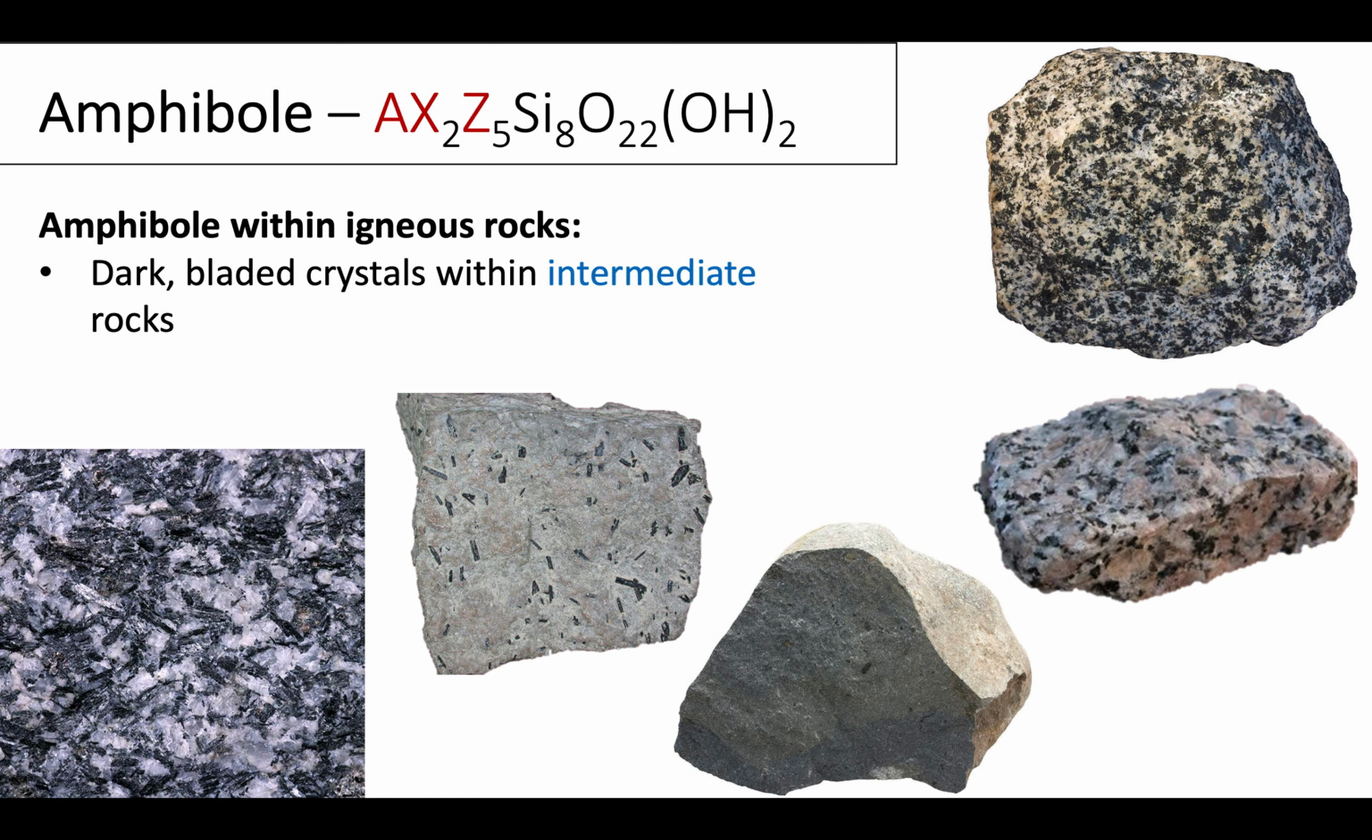So here's a few pictures of amphibole within igneous rocks, what you might expect to see if you were actually looking at amphibole in a rock. So these are generally going to show up as bladed crystals, and they're going to be within intermediate rocks. So if you've taken Geo 101, those intermediate rocks are going to be kind of medium mafic, medium felsic, so they've got some amount of silica and some amount of iron and magnesium.